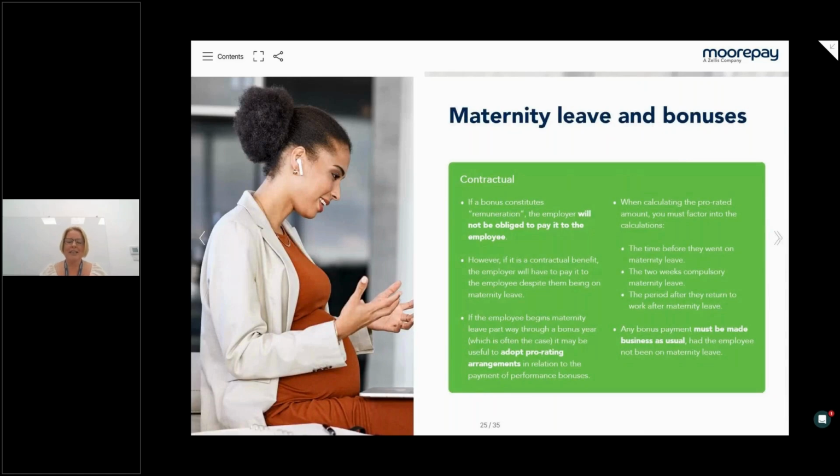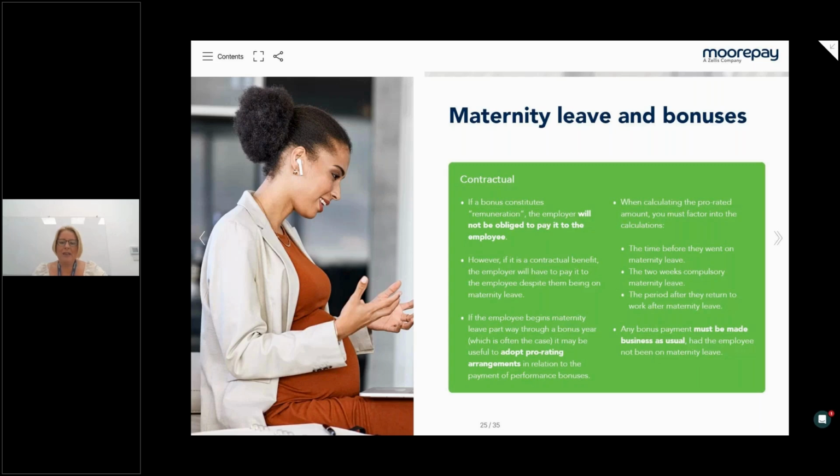Okay, so maternity leave and bonuses. So basically, if a bonus is considered pay, then the bonus wouldn't be paid during maternity leave. So if it's remuneration, i.e. pay, you as an employer will not be obliged to pay it to the employee during the maternity leave. However, if it's a contractual benefit, you'll have to pay it to the employee despite them being on maternity leave.